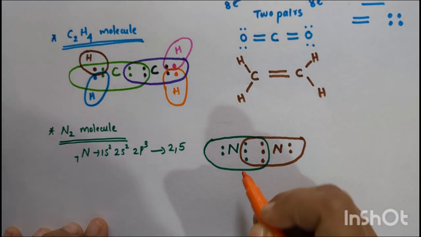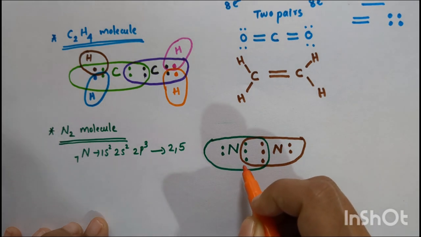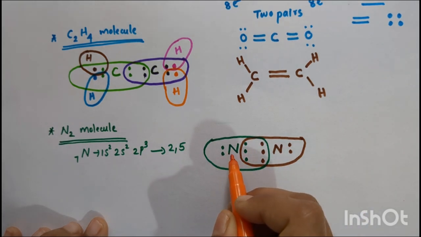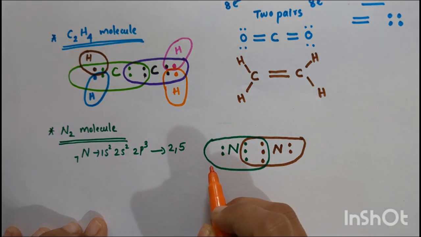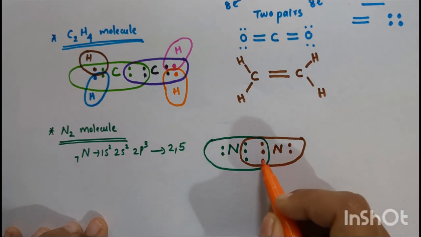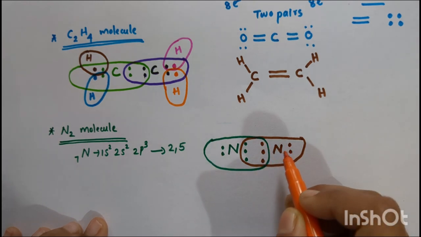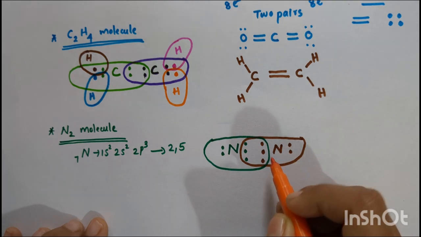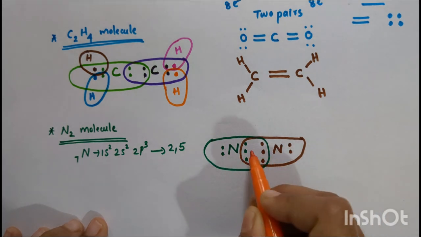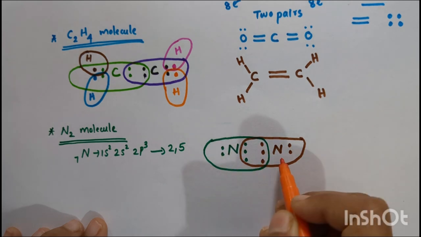So when a nitrogen molecule, N2 molecule, is formed, this nitrogen atom has 5 electrons in the outermost shell. So it requires 3 more electrons to achieve a stable electronic configuration. Similarly, this nitrogen also has 5 electrons in its outer shell, so it also requires 3 more electrons to achieve a stable electronic configuration. So what do they do? They share 3 electrons each with each other.